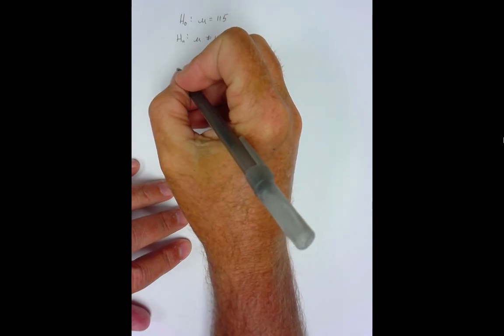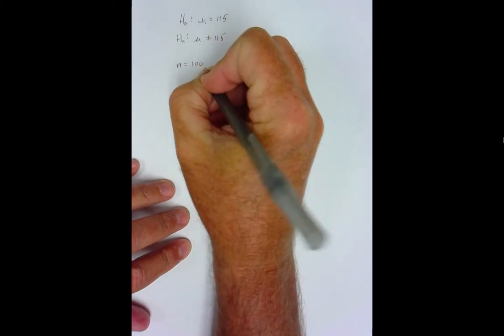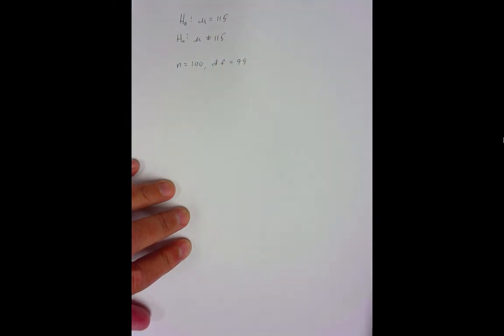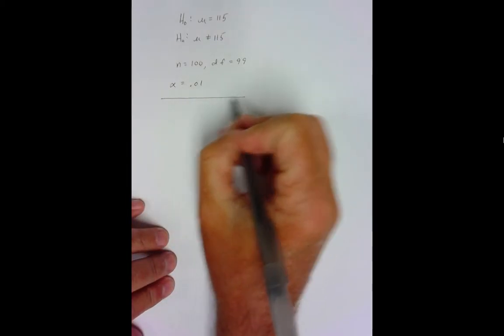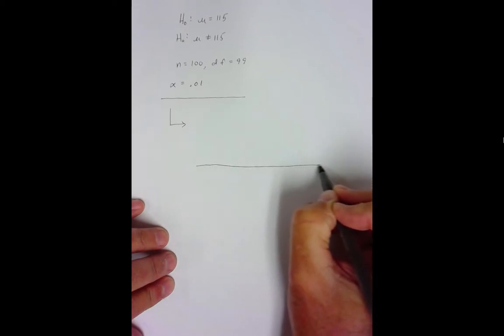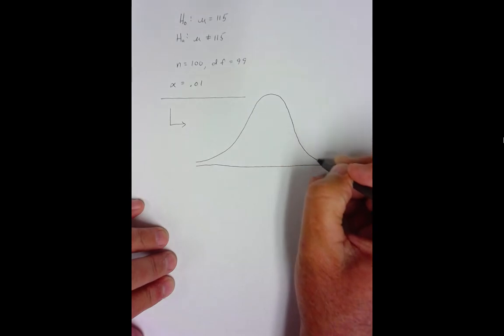So we have this. What do we need to be able to work the problem? We need a sample size. Let's say the sample size is 100. So that tells me my degrees of freedom is 99. And I need an alpha level. Let's say it's 0.01. So from this information, I know that my distribution of sample means is going to be normal.